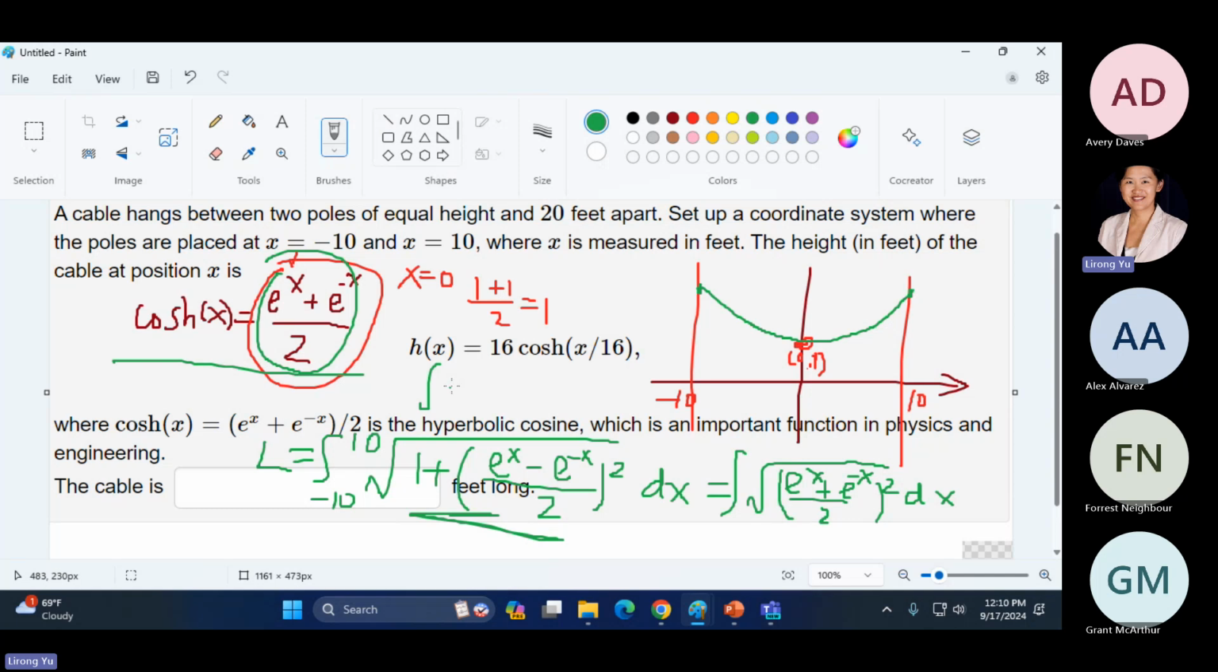So this is the integral of e to the x plus e to the negative x over 2 dx. And that you can find the antiderivative, which is e to the x minus e to the negative x over 2. You will calculate its value at -10 and also at positive 10 to get the final answer. Because from there, we can follow.